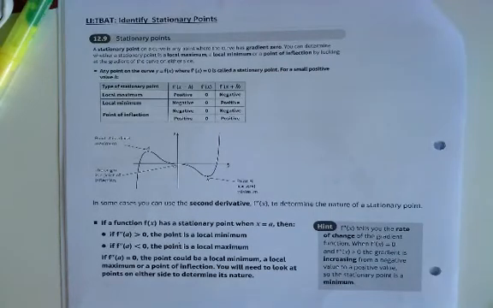Happening in year 12, this is section 12.9. It's on something called stationary points. A stationary point is a point on the graph where the gradient is flat, or the gradient is 0.